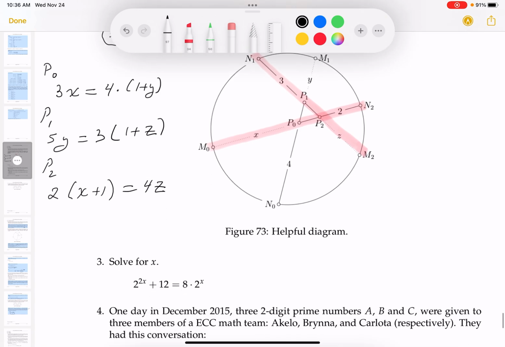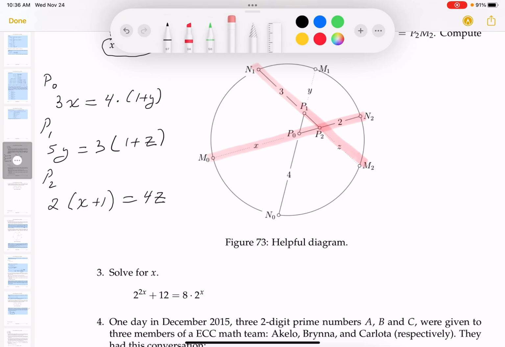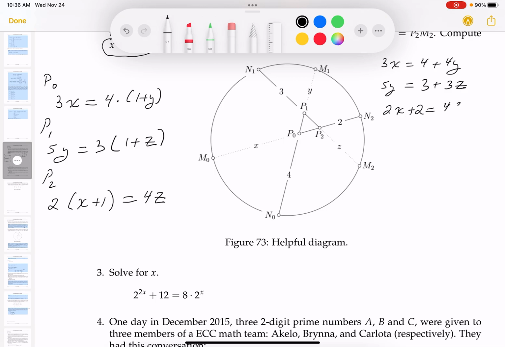All right, I got to clean it up. Let me erase this over here. I'm done with that. I got all my 3 intersecting chords now. Got 3 different equations. And let me clean it up a little bit. So P naught is going to be 3x equals 4 plus 4y. And the next one's going to be 5y equals 3 plus 3z. And then the last guy is going to be 2x plus 2 equals 4z.